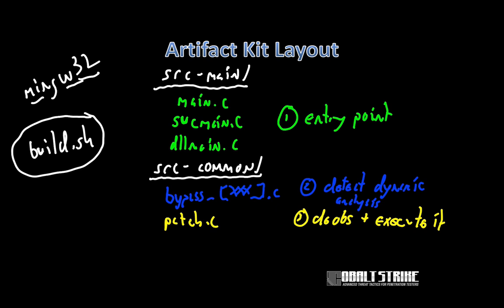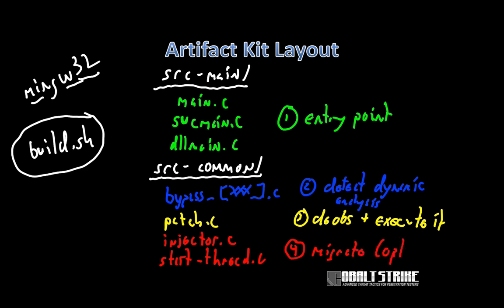But some artifacts do migrate. To do that, they spawn a new program, which is rundll32.exe by default, and you probably don't want that. These artifacts then allocate memory in that temporary process and create or hijack a thread to run our payload in that child process. injector.c and startthread.c control this process. That's our fourth step, which is optional for some artifacts, and that's migrating. And there you have it. That's the artifact kit.